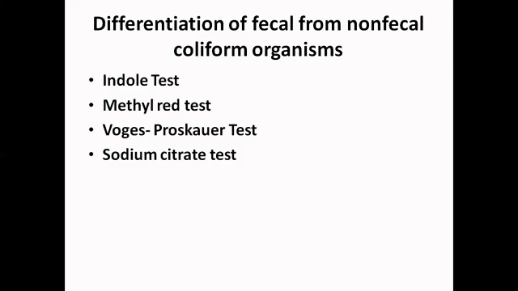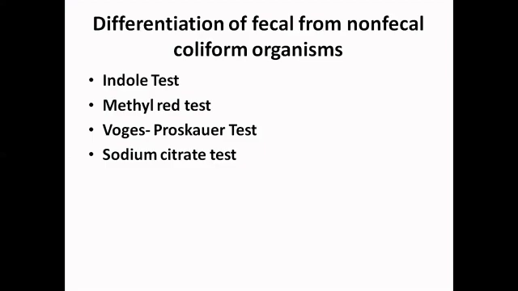The contradiction is that the Voges-Proskauer test and methyl red test both require the same medium for growth of the suspected organism as coliform. If the methyl red test is positive, then the Voges-Proskauer test must be negative, and if the Voges-Proskauer test is positive, then the methyl red test should be negative for one organism. That is, Escherichia coli shows methyl red test positive and Voges-Proskauer test negative, while Enterobacter aerogenes shows methyl red test negative and Voges-Proskauer test positive.